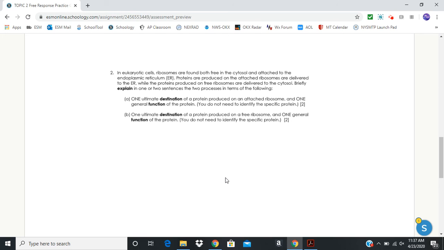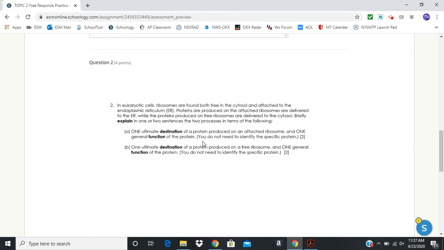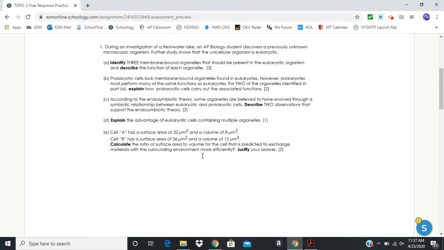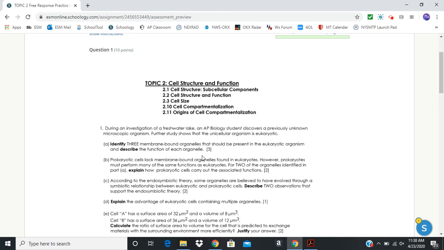And again, for this question, you got 2 points for each part, so a total of 4. And that's it. Okay, so we kind of started you guys off a little easy on this one, hopefully, just to kind of get a little recap of the organelles and some of their structures and functions and what they do. And that's it.